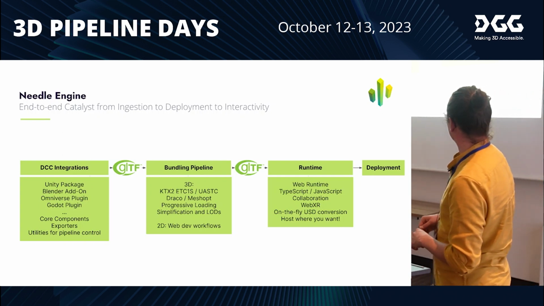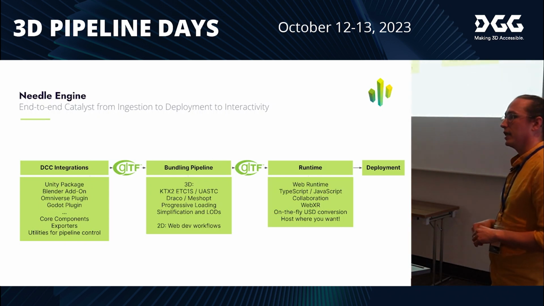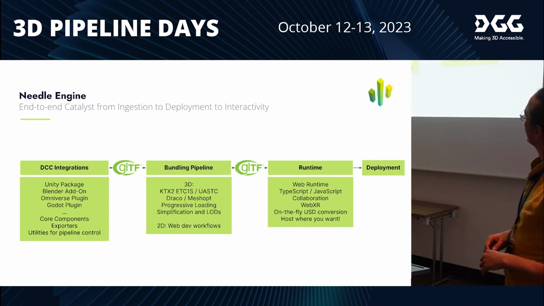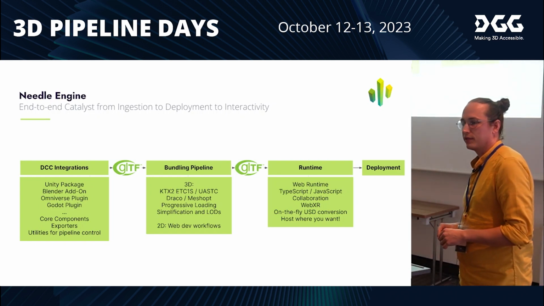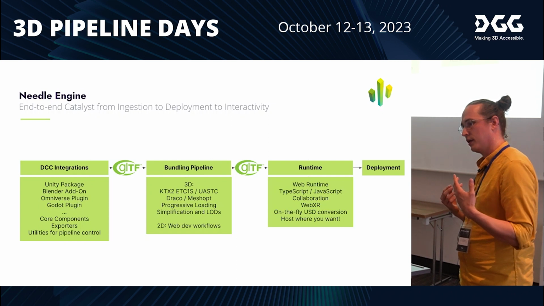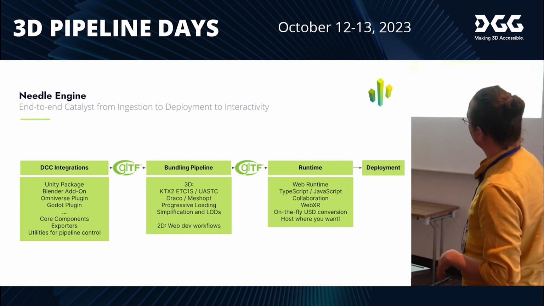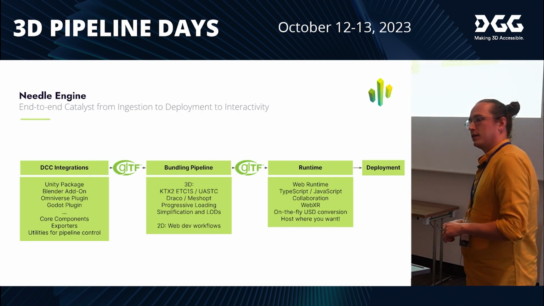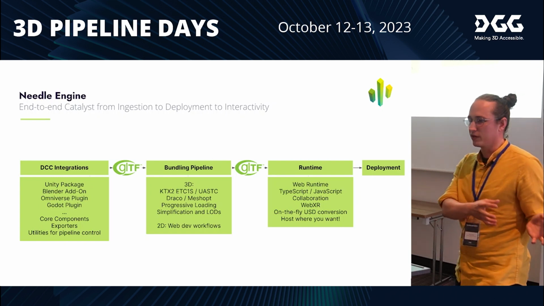Then we have our bundling pipeline that tries to do everything right in terms of 3D. Like we're going to hear from Eric tomorrow about textures. KTX2 is a texture format for compressing things. And we're doing that for textures, for meshes. We enable simplification, level of detail, all that kind of stuff that is necessary for today's requirements of bringing a gigabyte of CAD data to the web.